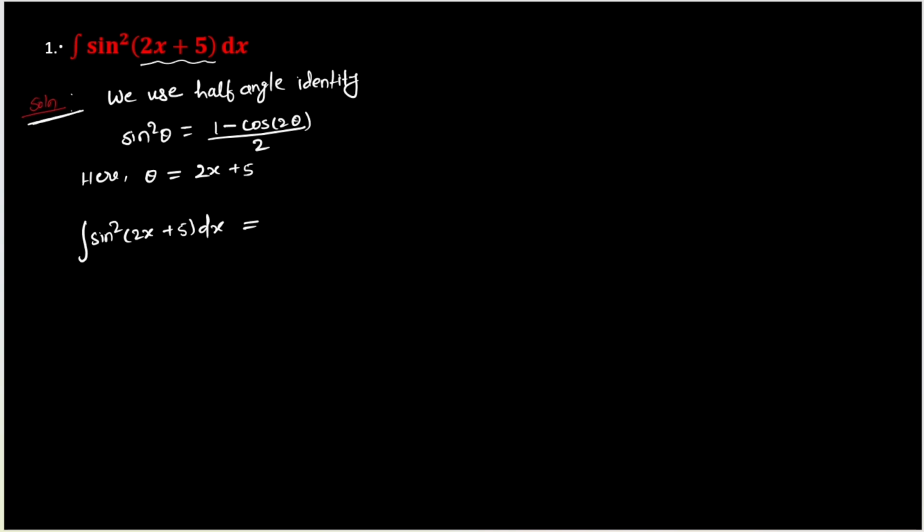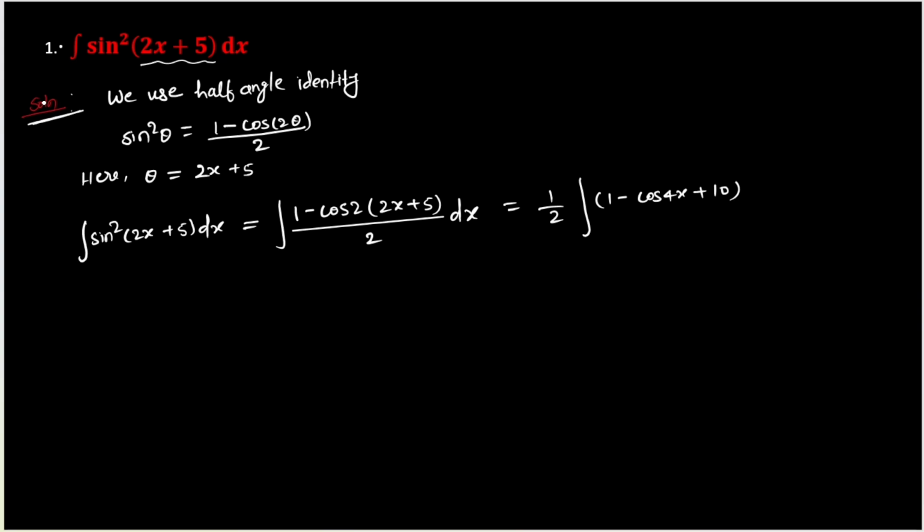So the integral is equal to the integral of (1 minus cos 2 theta) by 2 dx, where theta is 2x plus 5. We can simplify this as 1 by 2 integration of (1 minus cos(4x plus 10)) dx.